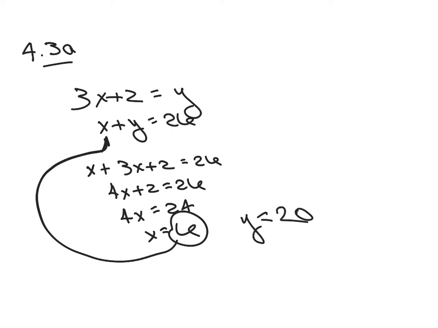And I can check that by saying, is 20 3 times 6 plus 2? If I put it back in my original equation here, yes it is, so therefore I'm good to go. All right, so that was the easy first one. So let's go and look at some other ones.